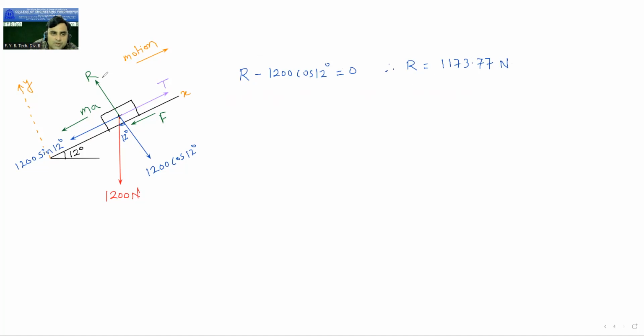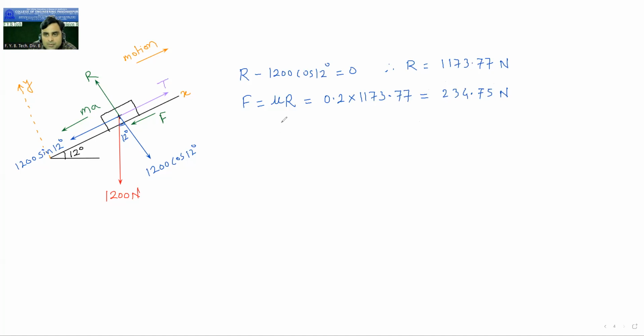Now once we know this normal reaction R, we can calculate the frictional force. So F is equal to mu into R. What is the value of mu? It is given 0.2, into R, 1173.77. It is 234.75 Newton. That is the frictional force.